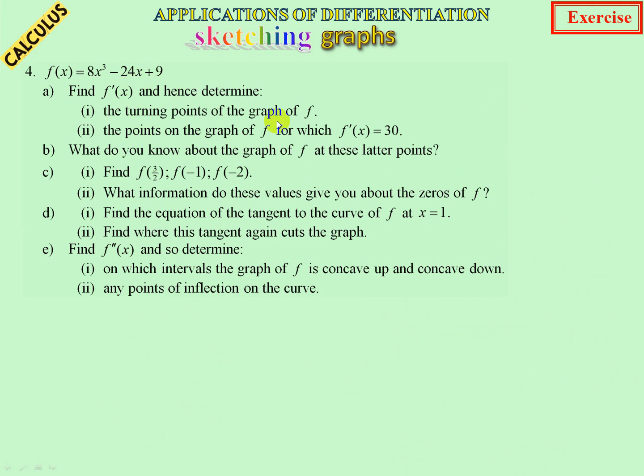Number 4. f of x equals 8x cubed minus 24x plus 9. Find f prime x and hence determine. Well, there's f prime x. Determine the turning points of the graph. I put it equal to 0. Divide through by 24. Notice we've got a common factor of 24, so that we can divide through because it's equal to 0.